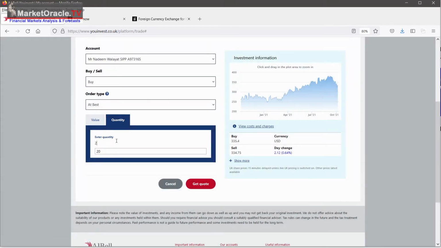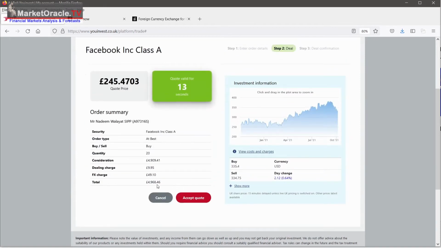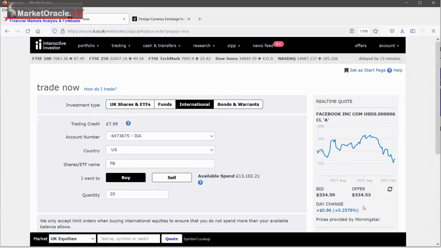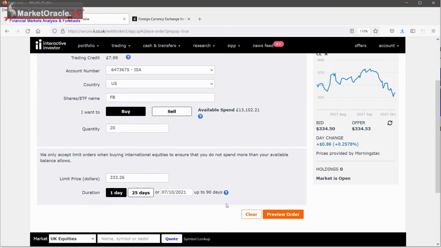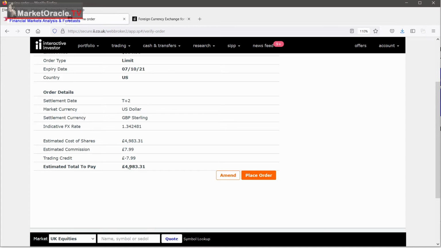AJ Bell platform is ancient. It's like 20 years old. They need to update it. 68. And what's the current? Well, let's do it. 334.5. 334. I'm doing it at the spot they're offering. So it's 68 there, and here it's 90, 91. Because you have to add that £8 back on.